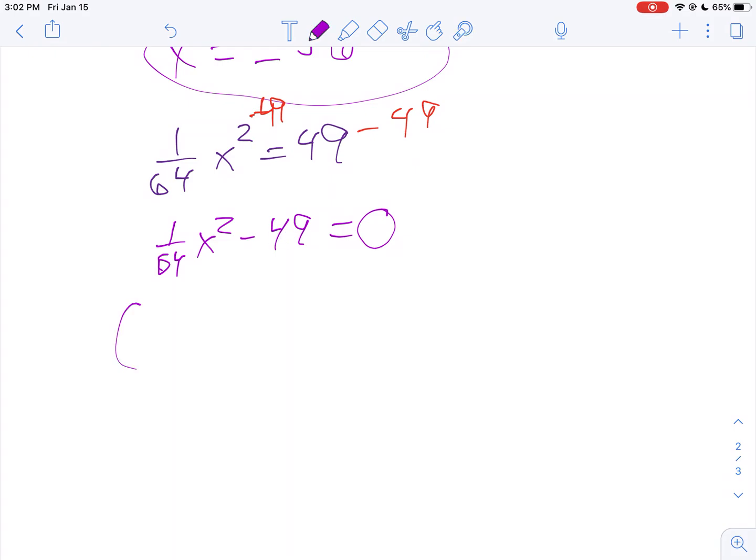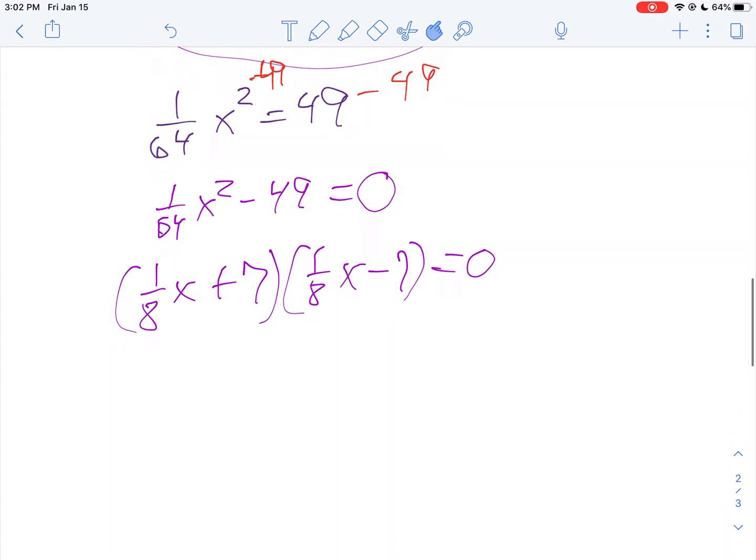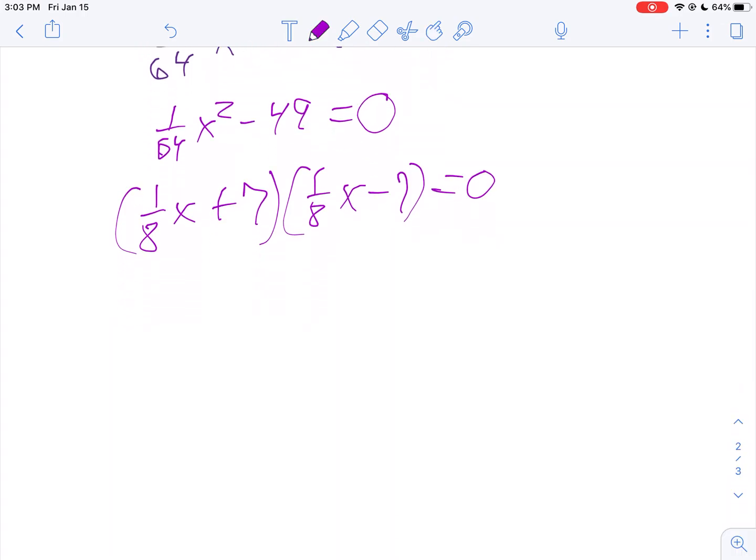I can say, oh, the square root of 1/64 x squared, well, that's 1/8 x. The square root of 49 is 7, so I have 1/8 x plus 7, 1/8 x minus 7. Now I set each factor equal to 0. So we say 1/8 x plus 7 equals 0, or 1/8 x minus 7 equals 0.